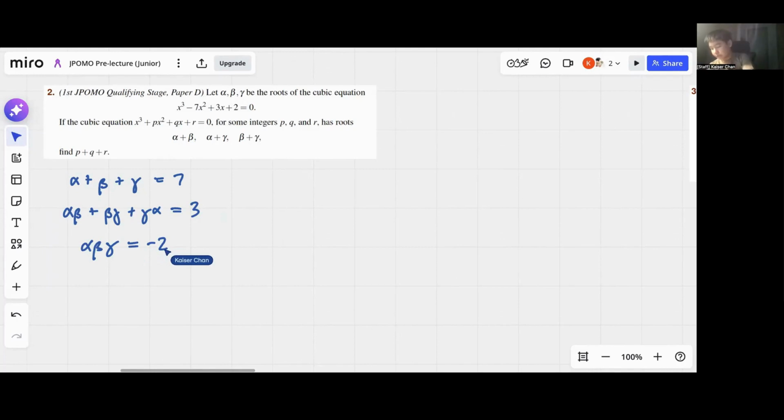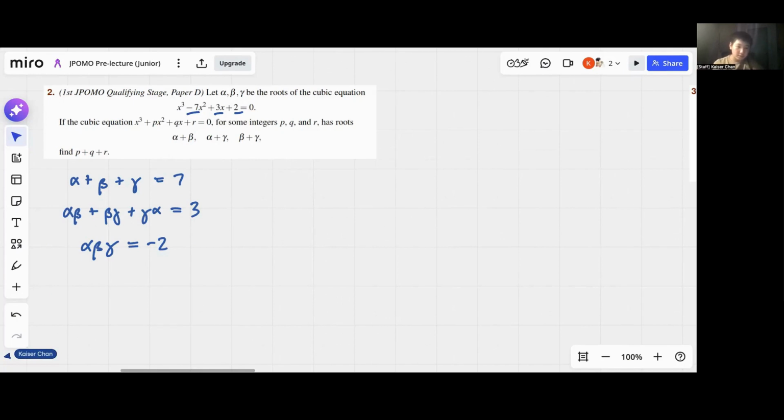So the 7, the 3, and the 2 came from these coefficients. Notice that since the cubic is monic, we can simply get the coefficients. However, the signs alternate between negative and positive. So, for example, for the first one, we have to negate the -7 so that it becomes +7, and then the second one we don't have to negate it, and then the last one we do.